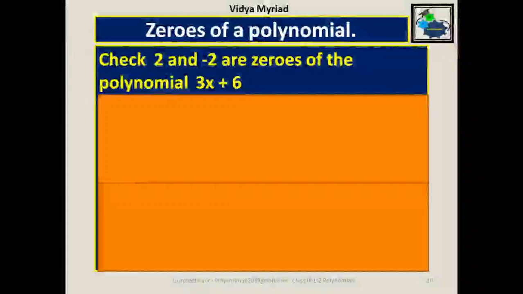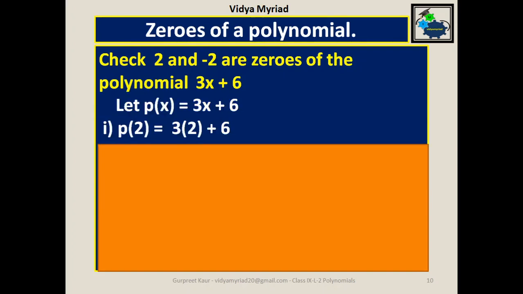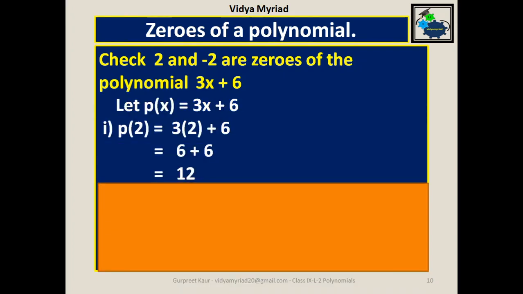Now my question is, check whether 2 and minus 2 are zeros of the polynomial 3x plus 6. Now what I will do is, my p(x) is 3x plus 6. First I will put 2 in x and then I will put minus 2 in x and see where your answer is coming 0. Like in the first case, when x is 2, 3 multiplied by 2 plus 6, 6 plus 6 is equal to 12, which means 2 is not a zero of the polynomial 3x plus 6.